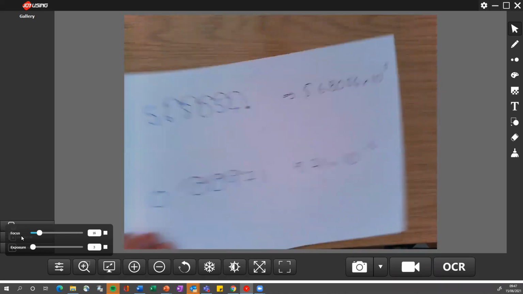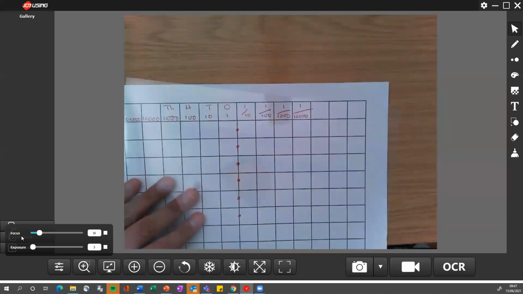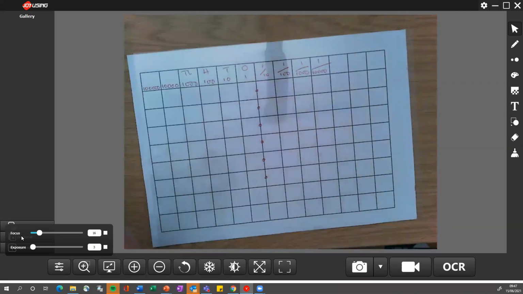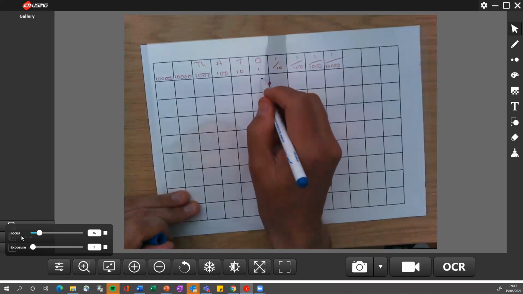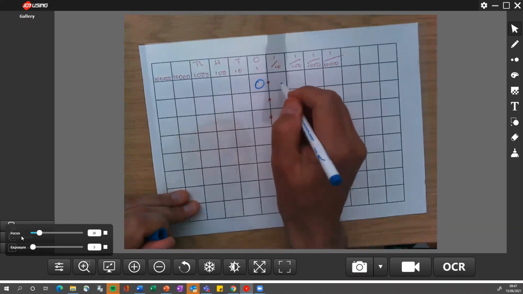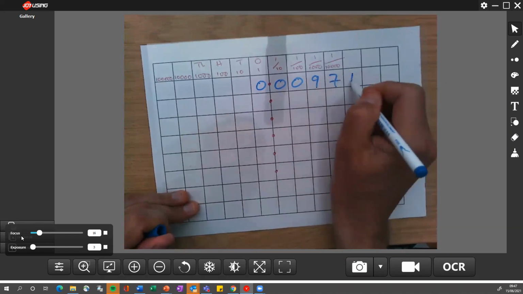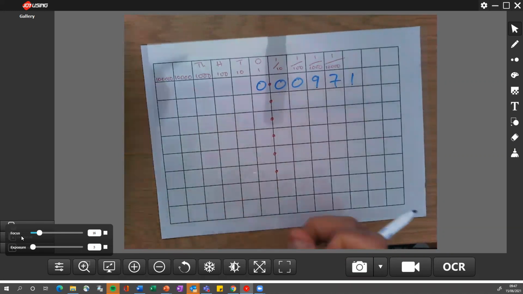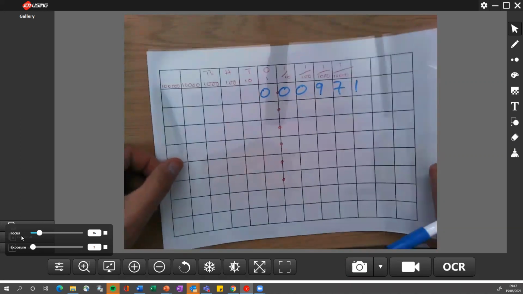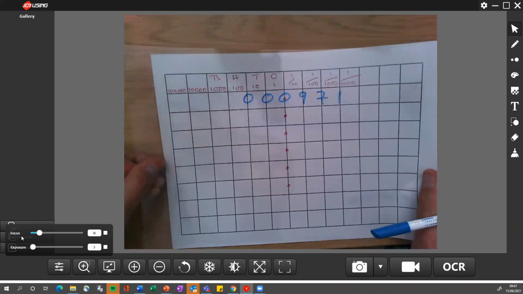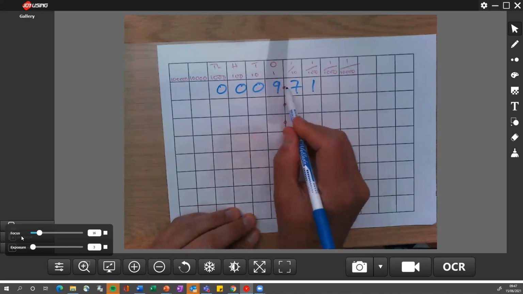Let's have a look at how we would do that on a grid. So on a grid, if we write that number in, we have 0.00971. And again, it's just about counting moves. So holding the acetate and moving it along. 1, 2, 3. 3 moves to get us 9 point something.